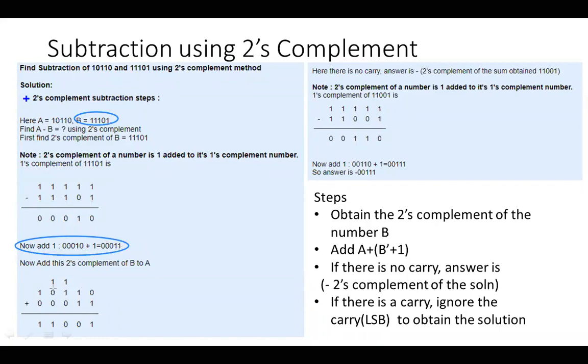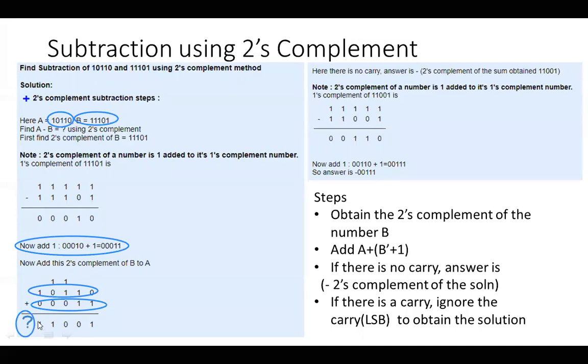Then what you have to do is add A plus the twos complement of B. What is A? A is 1, 0, 1, 1, 0. What is B? 0, 0, 0, 1, 1. I have to add. Now, am I getting a carry over here? No carry. I don't have any carry. Since there is no carry, what should we do? We should take the twos complement of this solution.